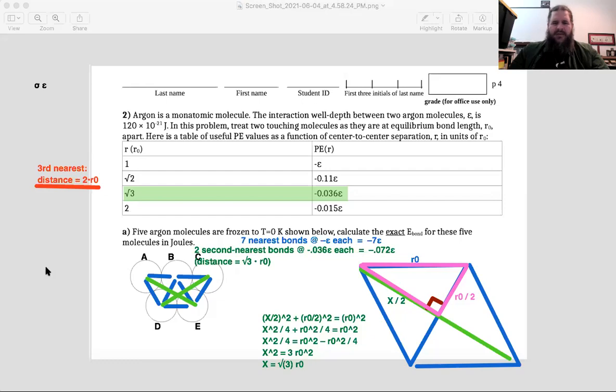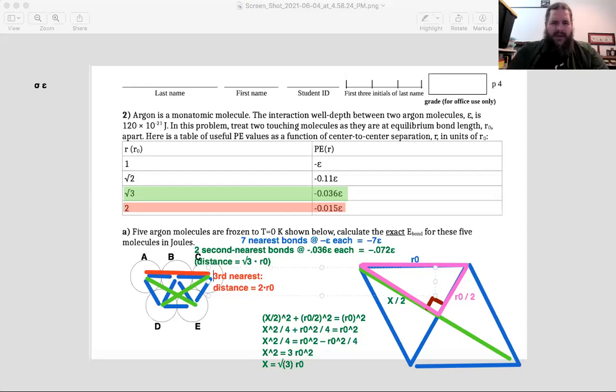And are there any bonds that we still need to consider? The third nearest neighbor? Yeah, and it looks like we only have one of those, right? From A to C. Because there are no other bonds that are that long in the system. So for the third nearest neighbor bonds, distance is 2 times R naught, because we just got A to B and B to C, 2 copies of R naught. And so we should be able to use this line from the chart. 2 times R naught as a distance gives us negative 0.015 epsilon as the energy.